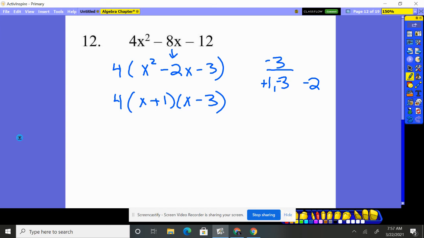Each of those is a factor. 4 is a factor of that. X plus 1 is a factor. X minus 3 is a factor. There you have those problems.